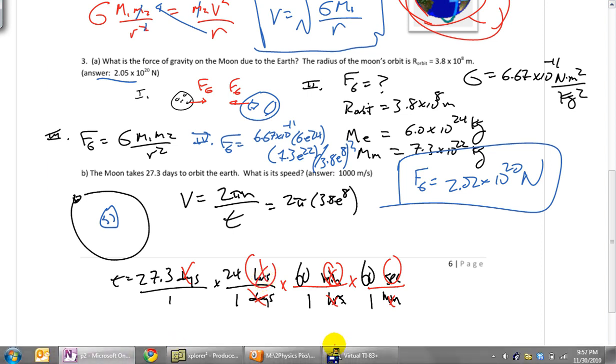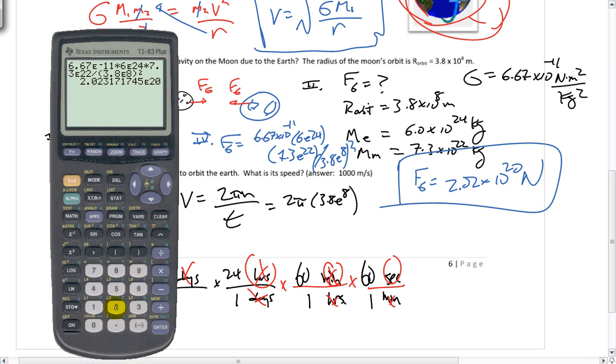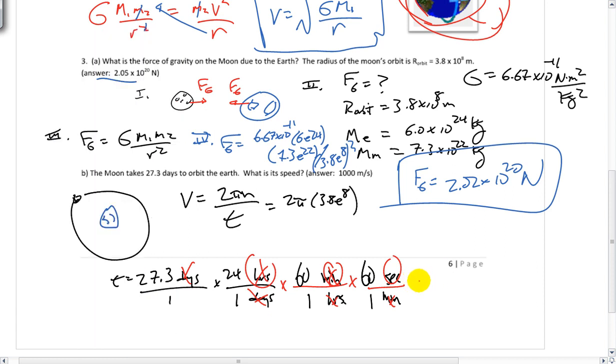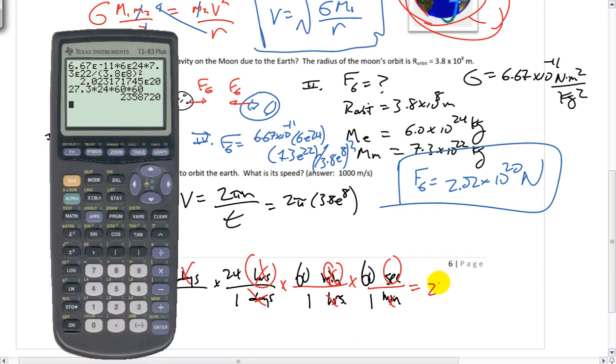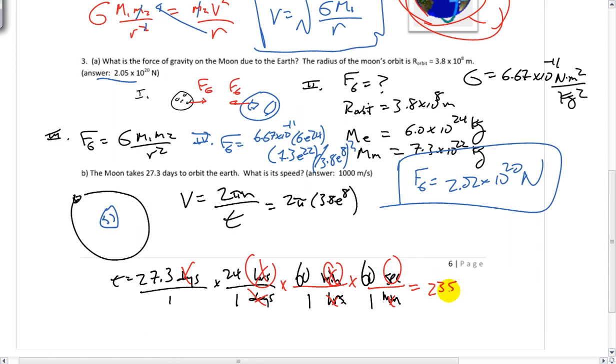So all we do is we take 27.3, we multiply it by 24, and then we multiply it by 60 twice. And we get 2,358,720 seconds, which is what we'll substitute in over here for time.